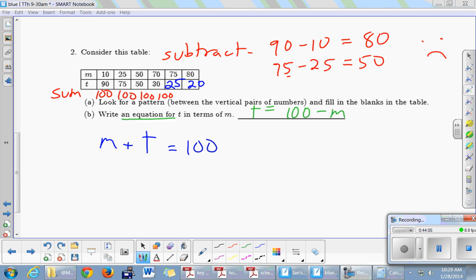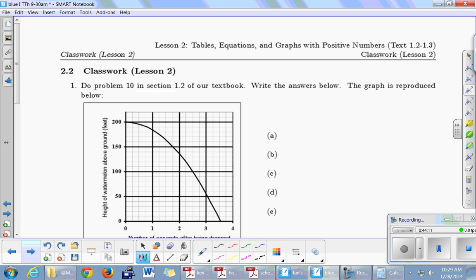Okay, so that was the little demo part of this lesson. We move to the next page. You will find the classwork. You're going to get as far as you can in the classwork. We go until 10:45, so we have about 15 minutes. See how far you can get in the classwork.